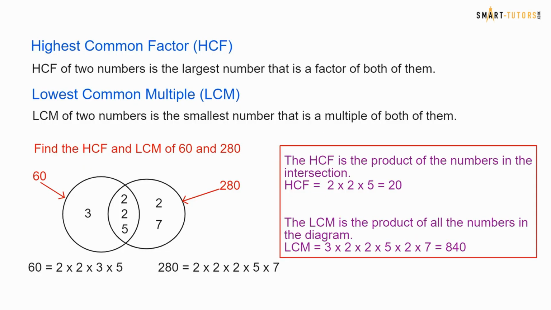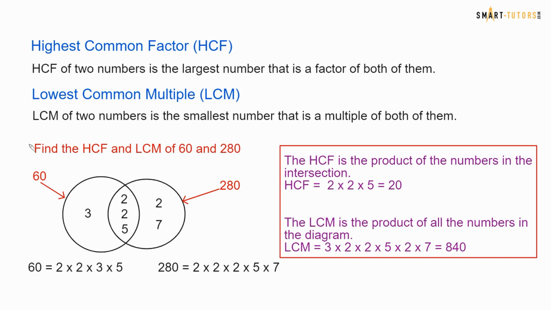Let's look at the theory behind this topic. Highest common factor, HCF: the HCF of two numbers is the largest number that is a factor of both of them. Lowest common multiple, LCM: the LCM of two numbers is the smallest number that is a multiple of both of them.